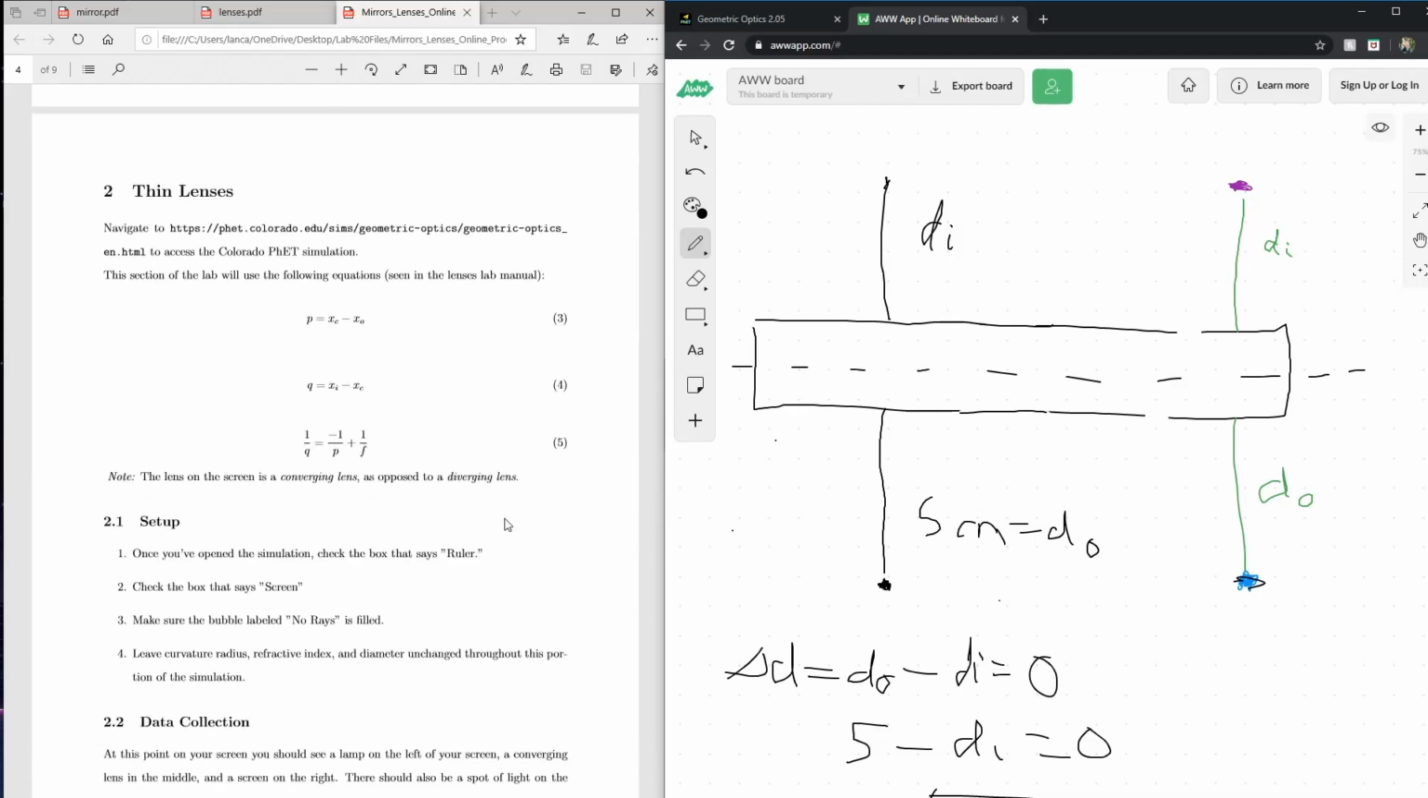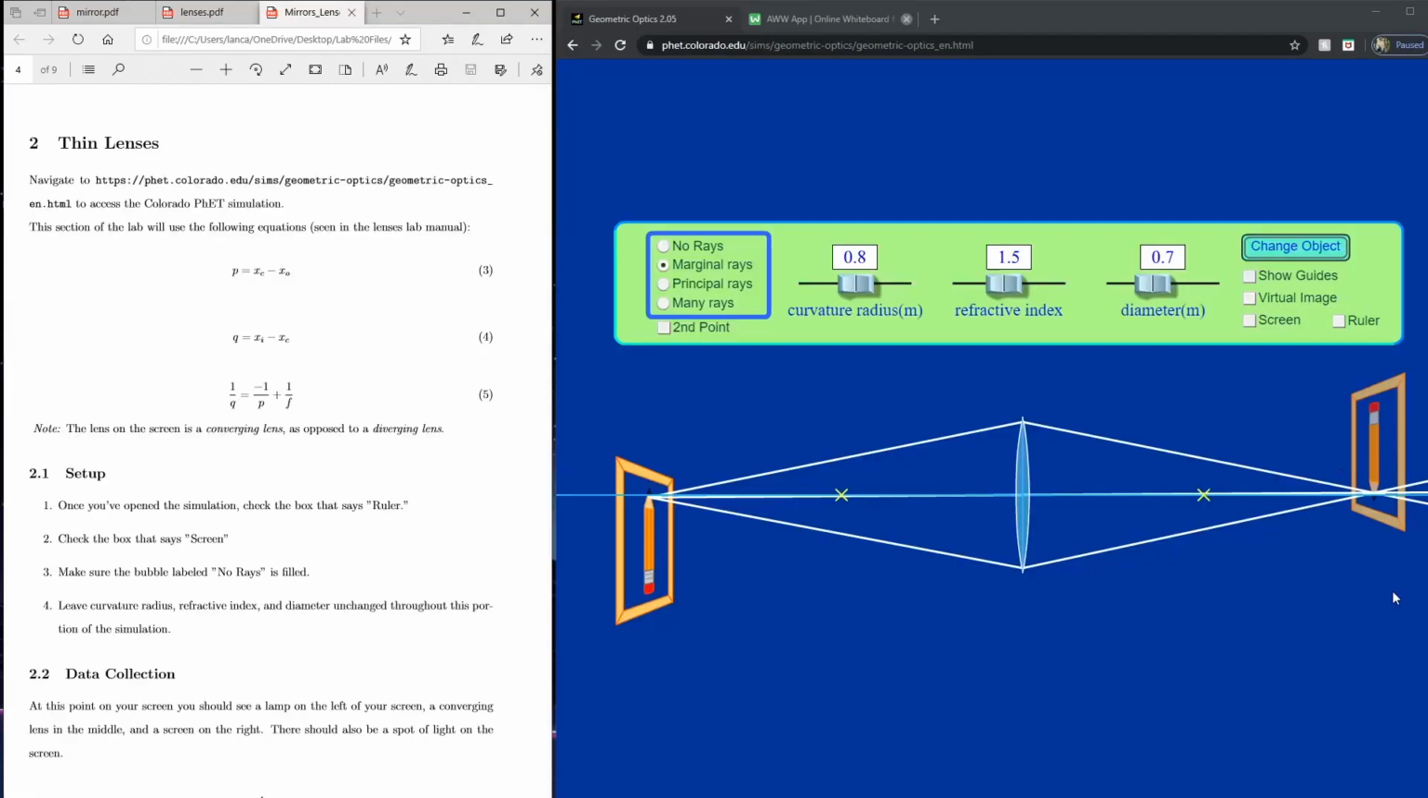All right, so now we're going to get into the meat of this simulation, which is the thin lenses portion. Sorry about that rough break in editing there, but I had to step away for a moment. So we are back with the part 2 of this simulation, and we're going to be talking about thin lenses in this portion.